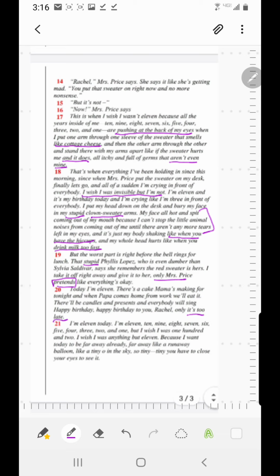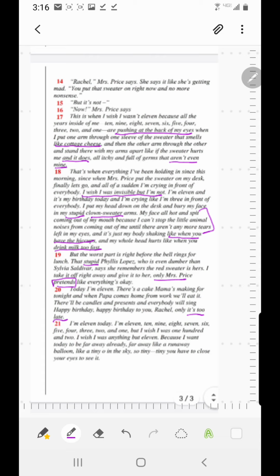"I'm 11 today. I'm 11, 10, 9, 8, 7, 6, 5, 4, 3, 2, and 1. But I wish I was 102." Again, this takes us back to the beginning of the story where she kind of makes this statement about wishing that she was away, that this day was gone. And now we know why.